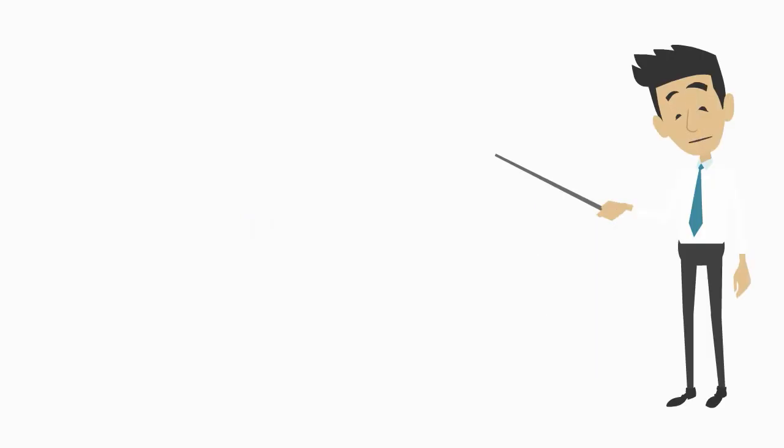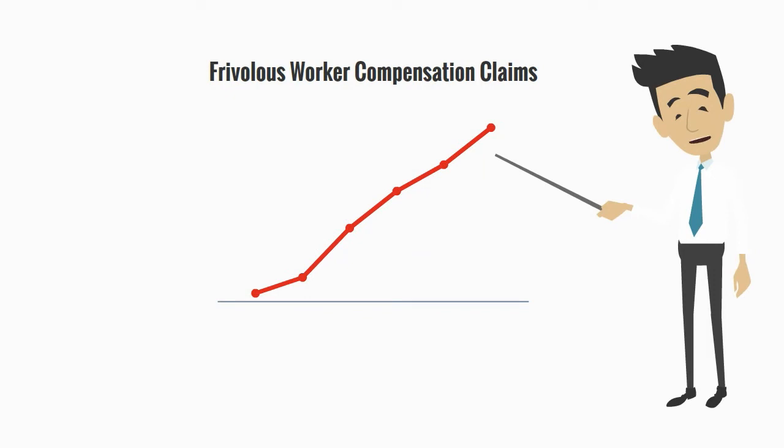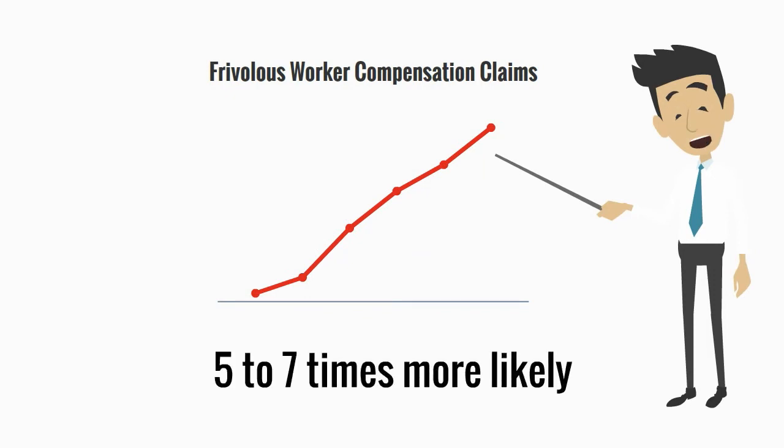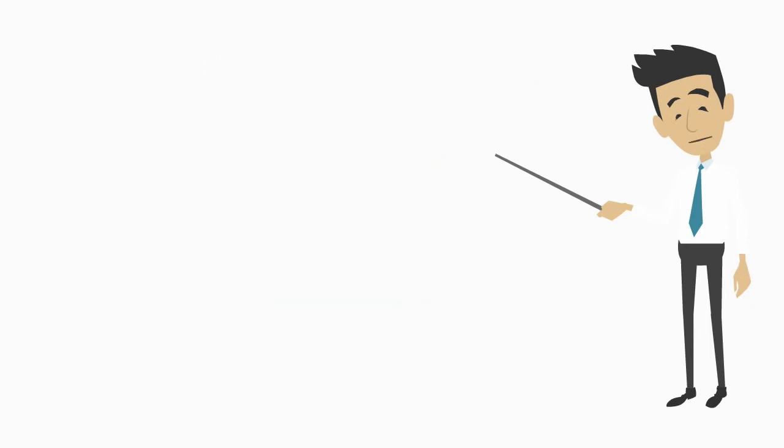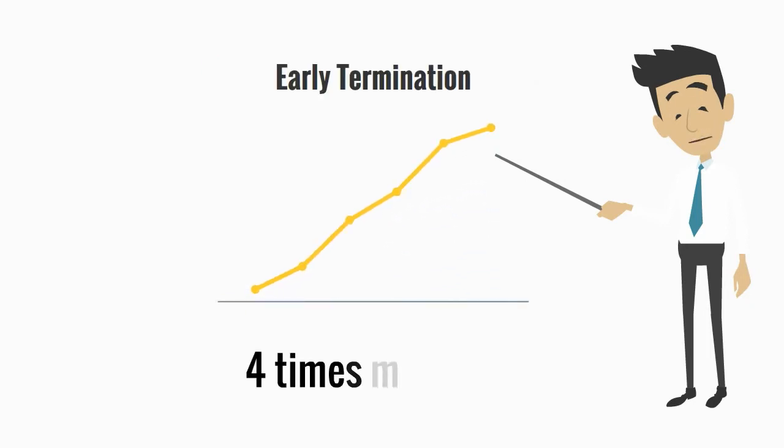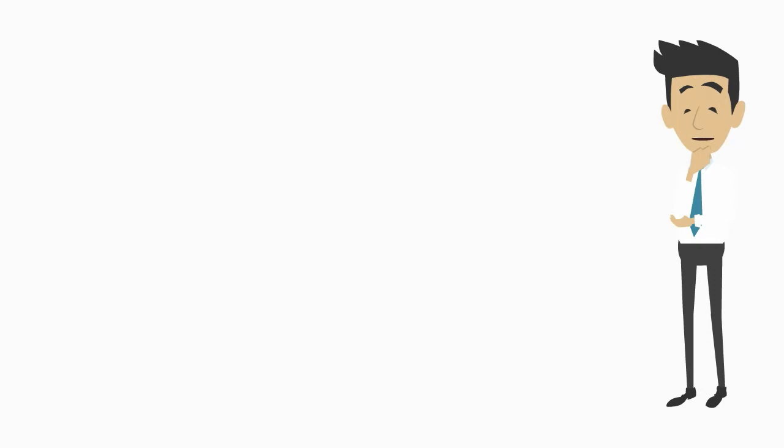So let's look at some specifics. One thing we know is that applicants who produce invalid profiles are 5 to 7 times more likely to file frivolous or illegitimate worker compensation claims. We also know that applicants who produce invalid profiles are 4 times more likely to be terminated or walk off the job within the first 90 days of employment. So you can see there is strong evidence to support our recommendation to screen out applicants who produce invalid profiles, as they have a high likelihood of being costly hires.